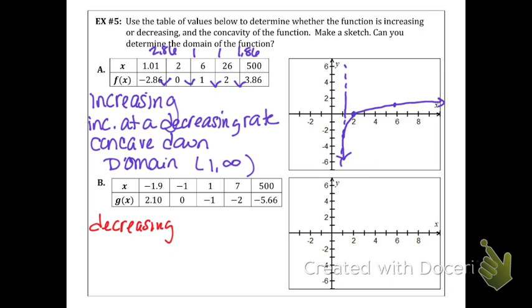I don't know why I'm having trouble with the negative numbers. All right, negative 1.9. Oh, I know why. Well, all right. Anyways, negative 1.9, 2.10, negative 1, 7, negative 2. All right, so we can graph it like this.